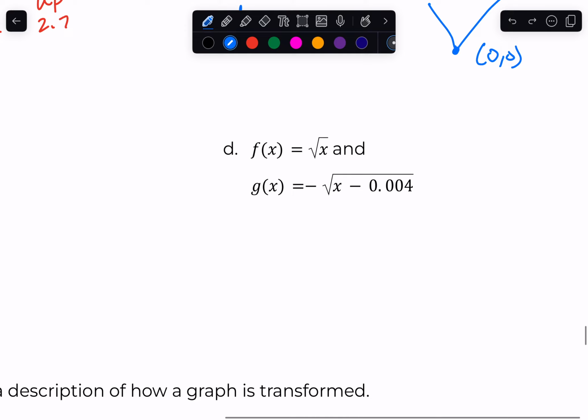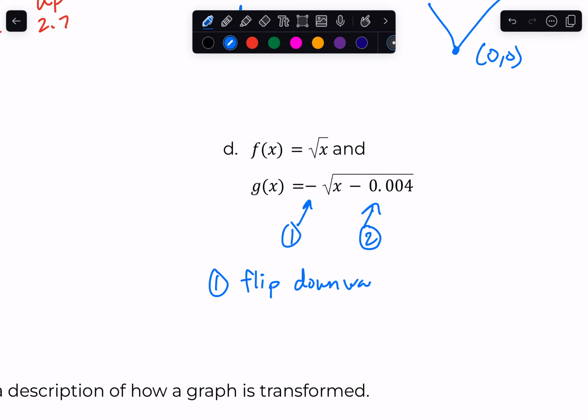And then finally, our square root graph, like we were looking at earlier, it's doing 2 things. Here is the negative on the outside, and we are subtracting 0.004 on the inside. Well, it's doing two things. I know one, just like all the others, it makes it flip downward. And for number two, it is negative, so it's going to the right on the inside. It's going to the right. So it goes to the right 0.004 spaces. It's a really, really small space. It barely moves.